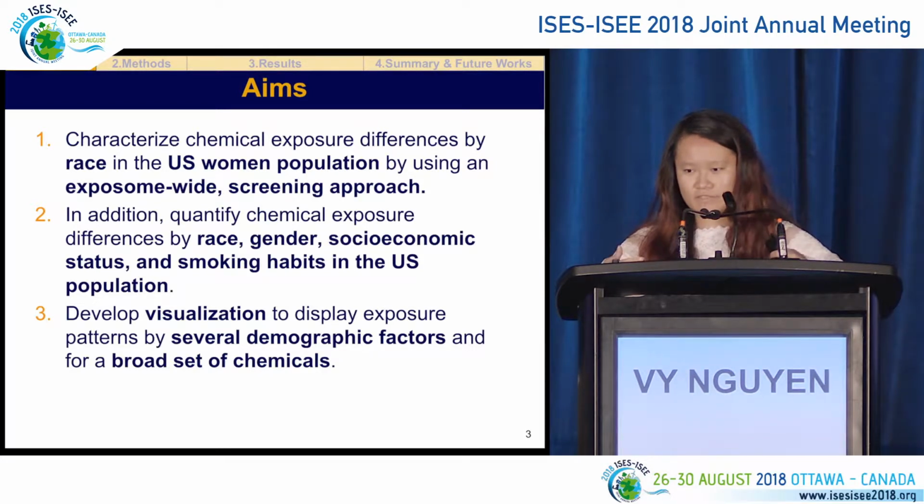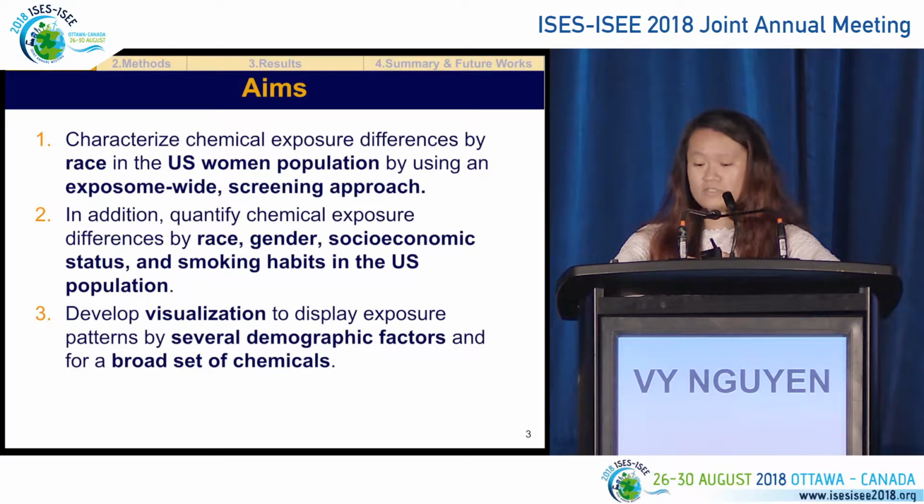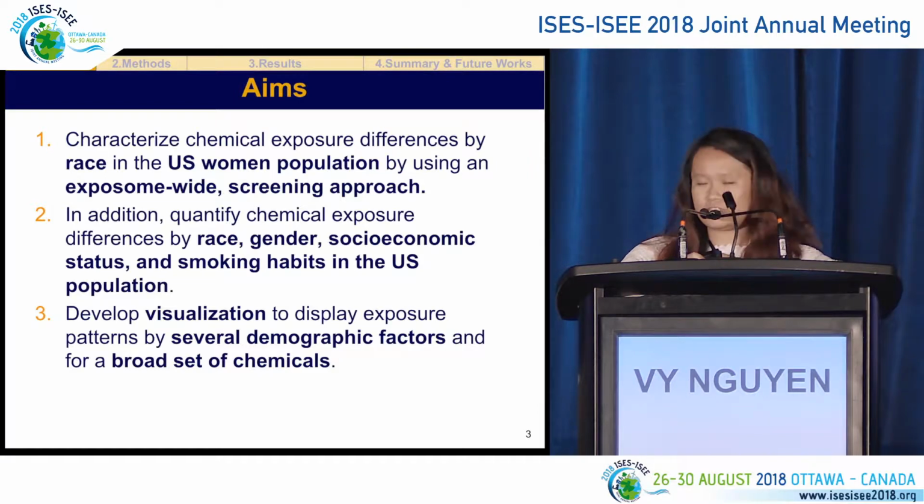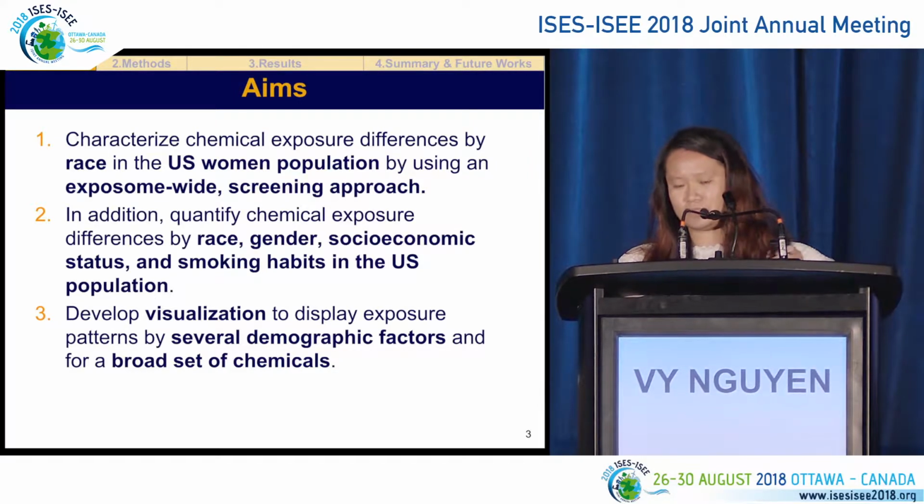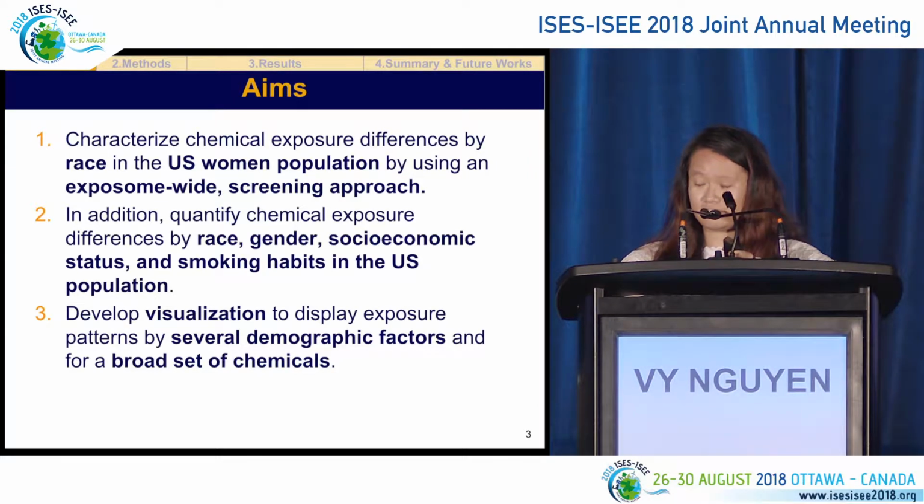In addition, we can expand this project further to the entire NHANES population, quantifying chemical exposure differences by race, gender, socioeconomic status, and smoking habits. You can imagine this is a lot of data that's going to be generated, so here we're going to develop a visualization technique to visualize all these exposure patterns by these different demographic features across a broad set of chemicals.